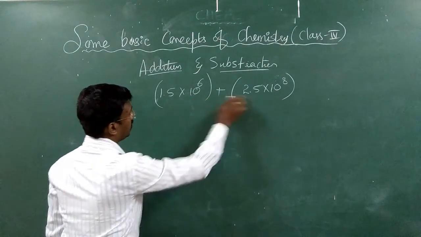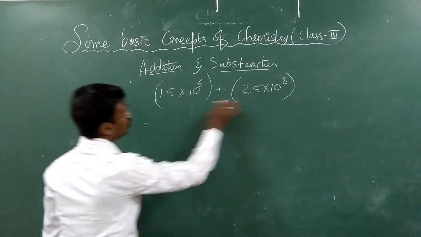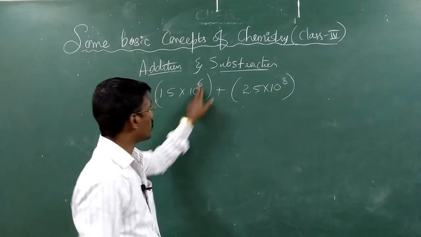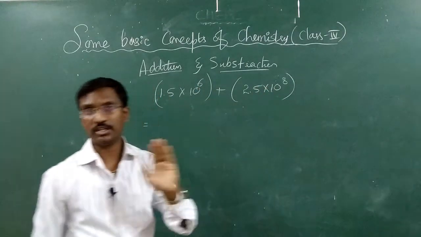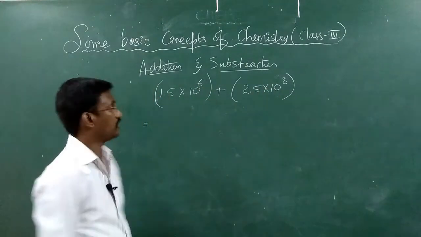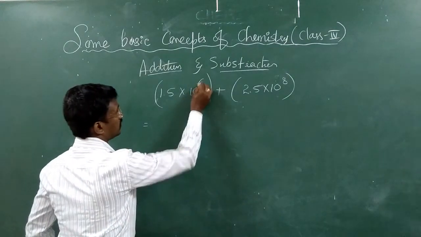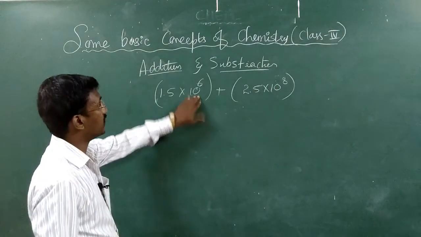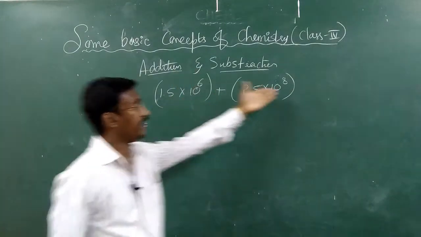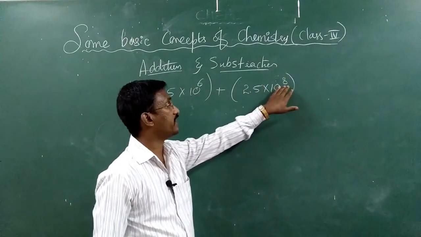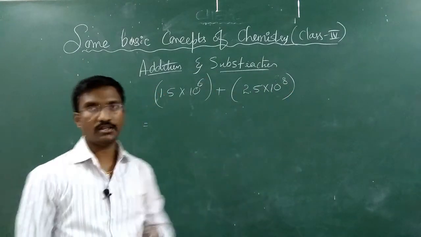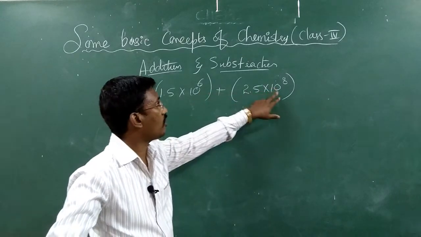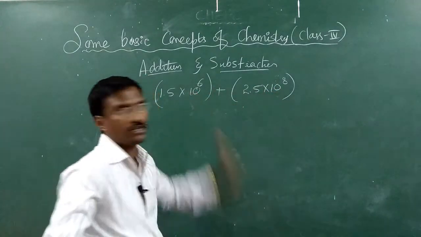Before we move to adding these two, we have to look at whether there are any powers. Compulsorily, the power should be the same to do the addition or the subtraction. Look here, first 10 raised to 6 is there, and 10 raised to 8 is there. We have to convert this 10 raised to 6 as 10 raised to 8, or convert this 10 raised to 8 as 10 raised to 6. Either we take this number equivalent to this one, or 10 raised to 8 should be equivalent to 10 raised to 6.